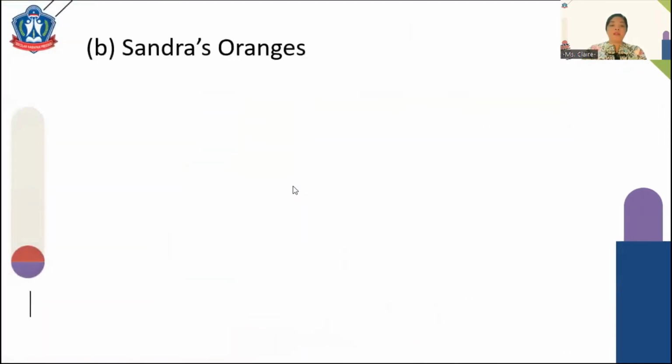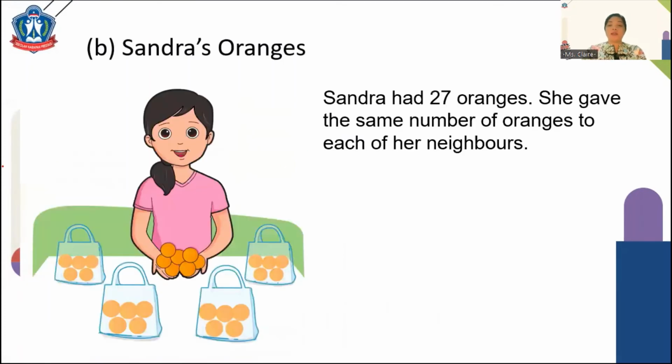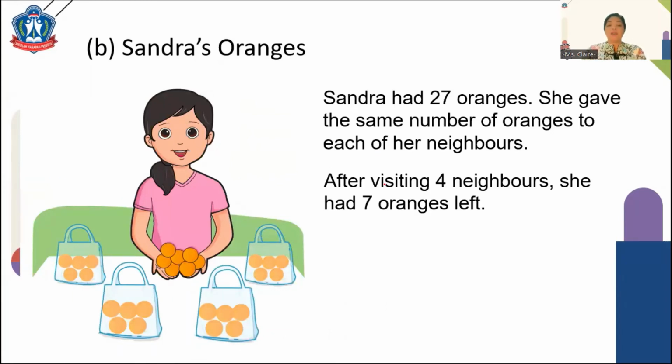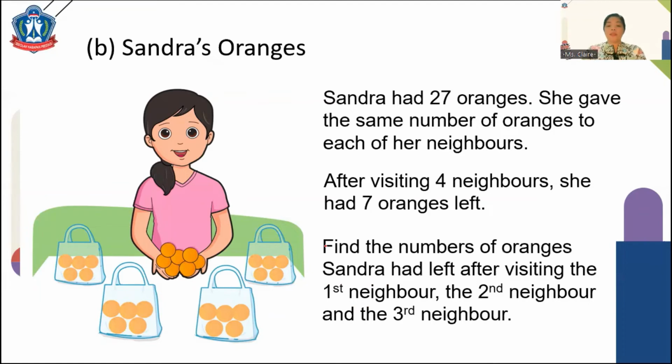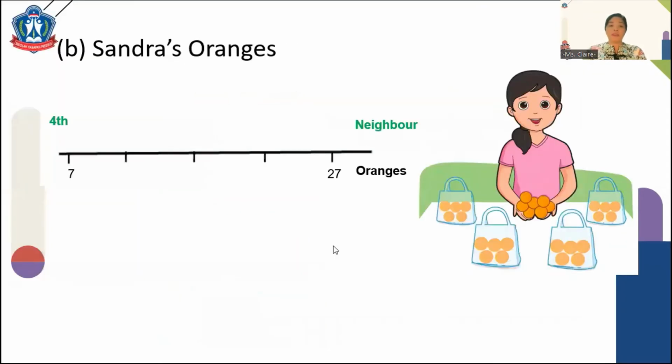Okay, now let's go to Sandra's oranges. Sandra had 27 oranges. She gave the same number of oranges to each of her neighbors. After visiting 4 neighbors, she had 7 oranges left. So let's find the number of oranges Sandra had left after visiting the first neighbor, the second neighbor, and the third neighbor. How to solve it?